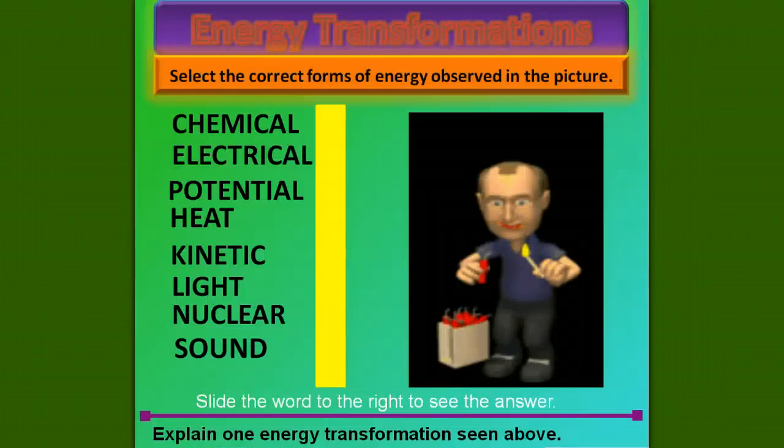We're going to do just about 2 or 3 of these, and then I'm going to let you do the rest of them with your teacher, depending on how much time you have left. Basically, you're going to select the correct form of energy observed in the picture. So this little man is lighting a firecracker. I want you to tell me, what kind of energy is it?